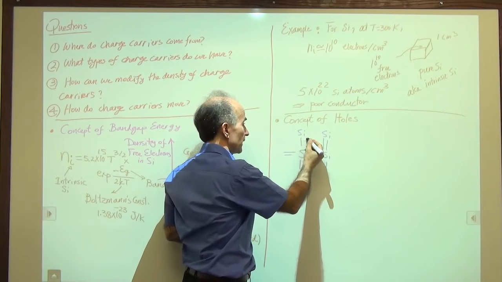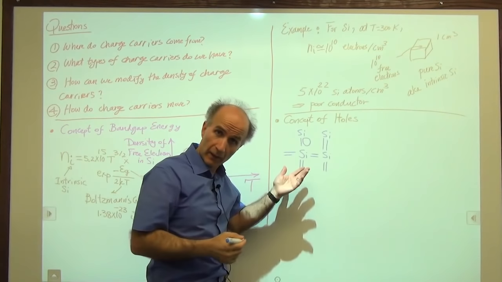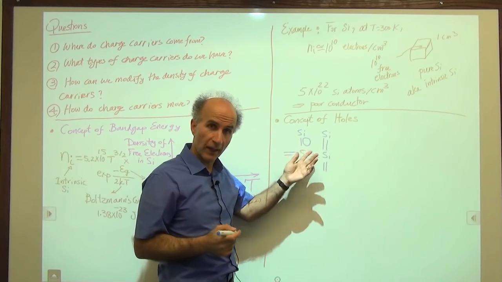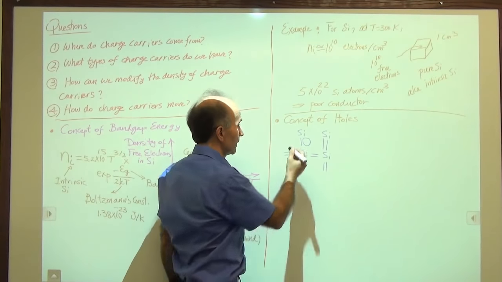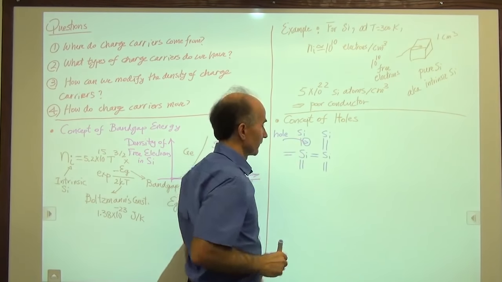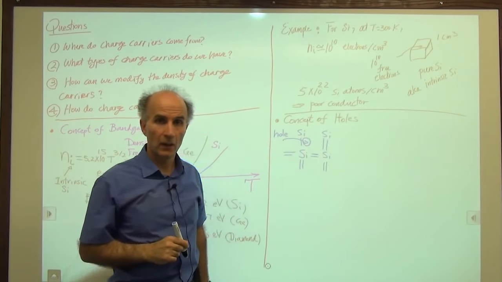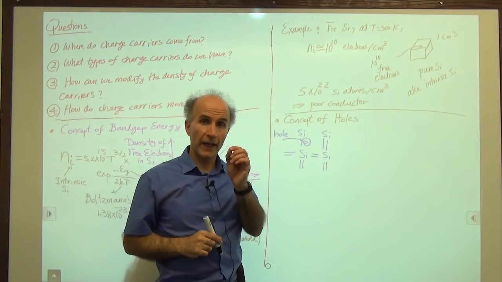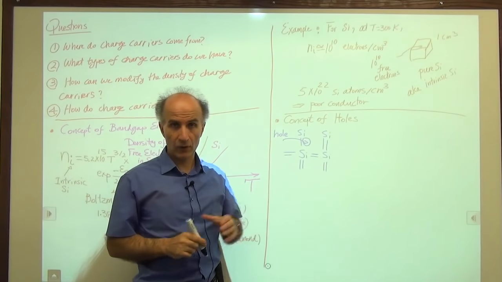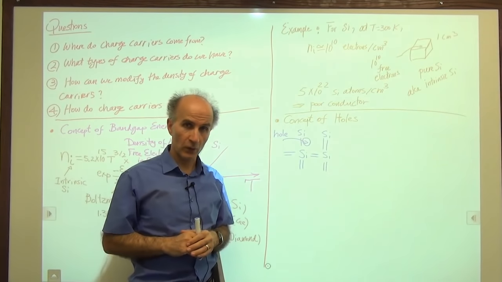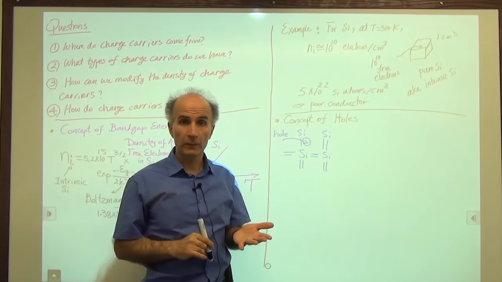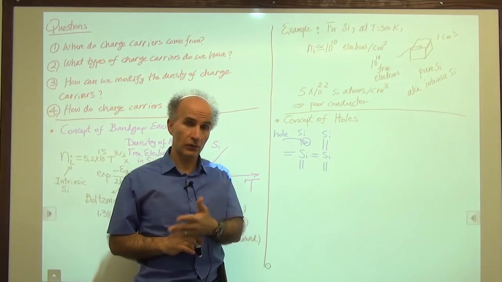So there's a hole here because there used to be an electron here, but it's gone. So this bond is missing an electron, and that's what we call a hole. So this is called a hole. All right. Because the electron has negative charge, when it's taken away, this hole has positive charge. So we associate positive charge to holes in the amount that we associate negative charge to electrons.